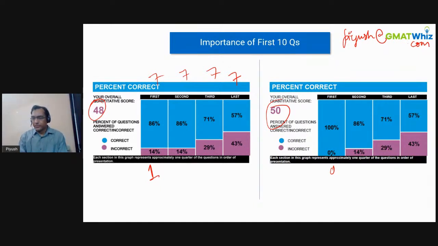Arindam, yes, there are 28 scored questions and 3 experimental questions on quant as well. So what did we understand from this? What we understood from this is you need to get the first quarter completely right and as high as possible in the second quarter.